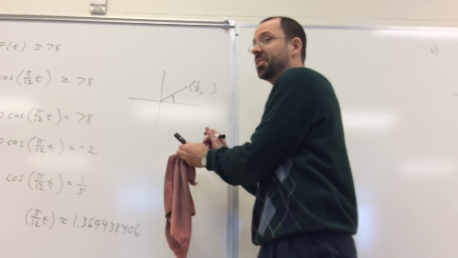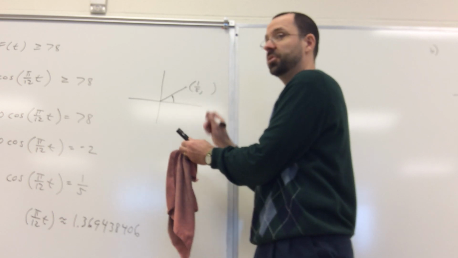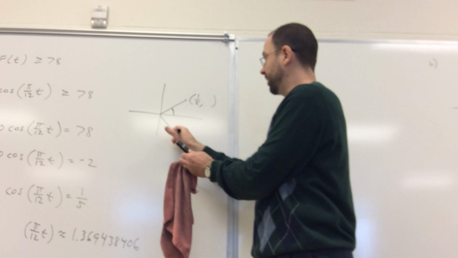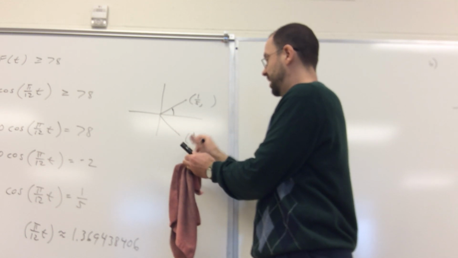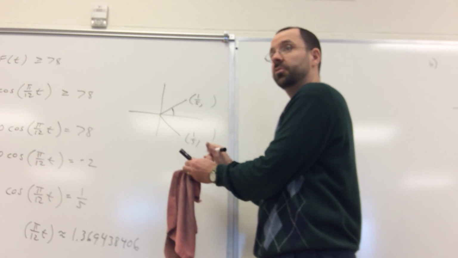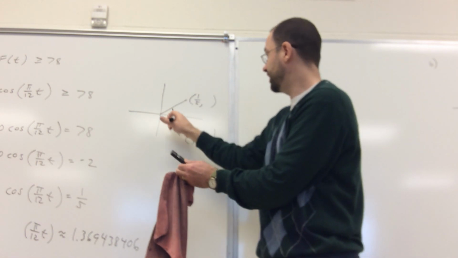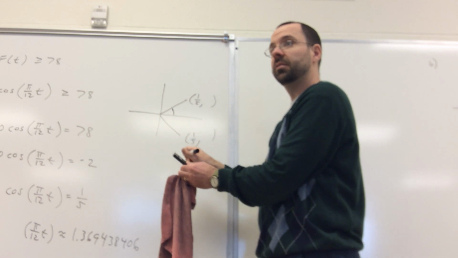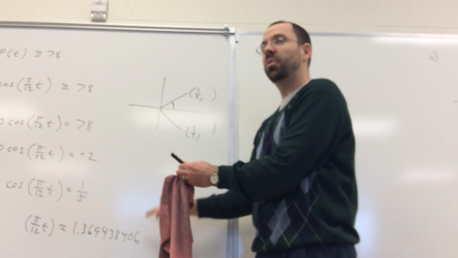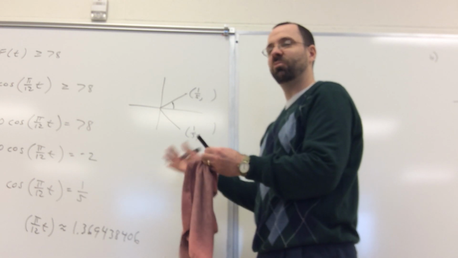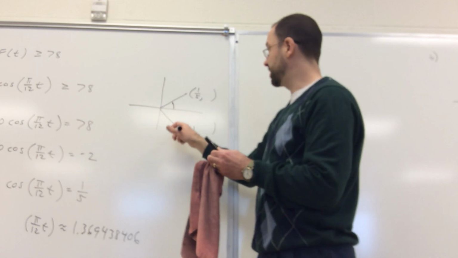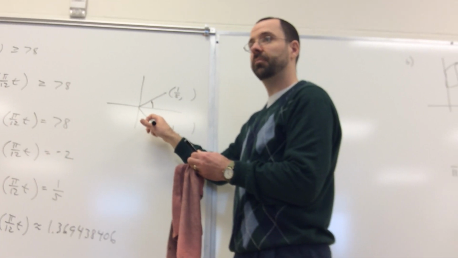Okay, the problem is there's another angle that has that cosine. In the 4th quadrant, the x value could also be positive 1/5. So that means that we have to now get this other angle. Well, it's just negative 1.369, but we can't use that one because our range is 0 to 24. So we need a different name for this angle besides negative 1.369.